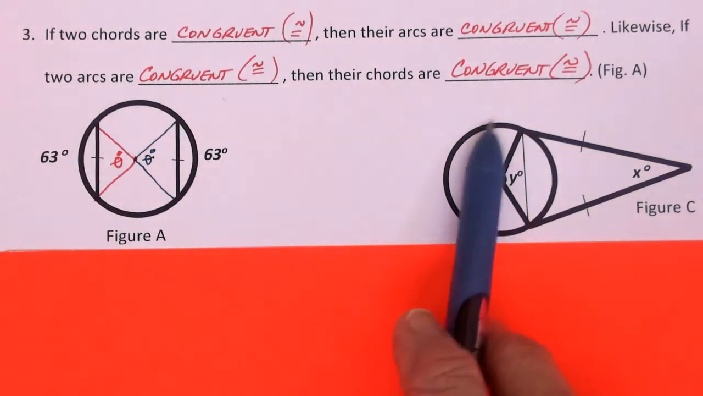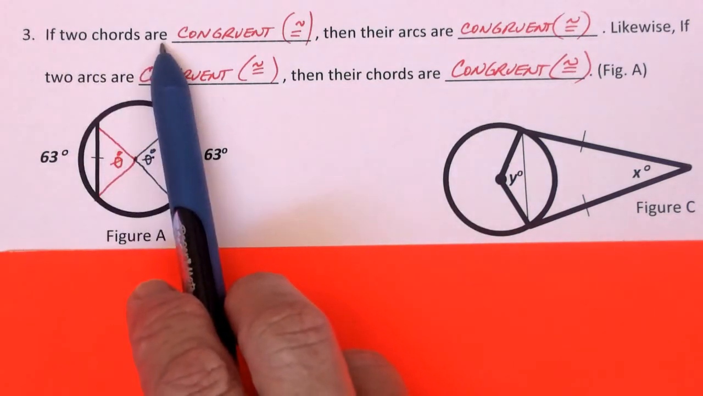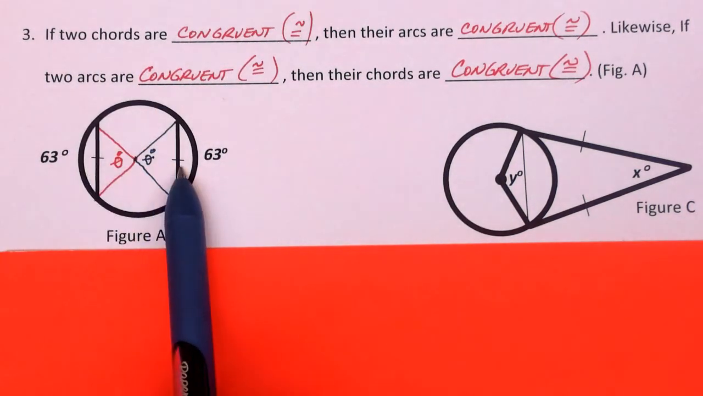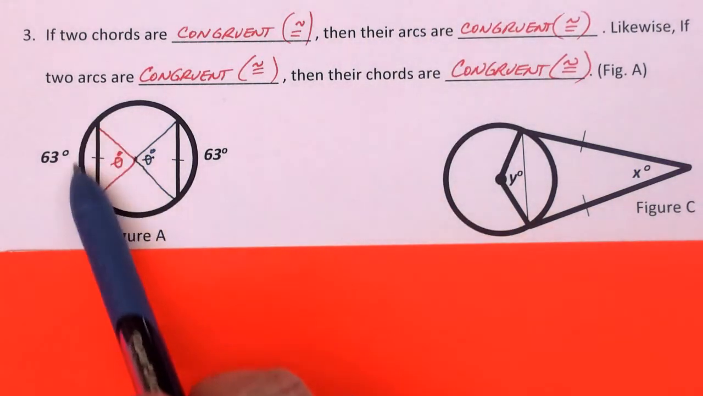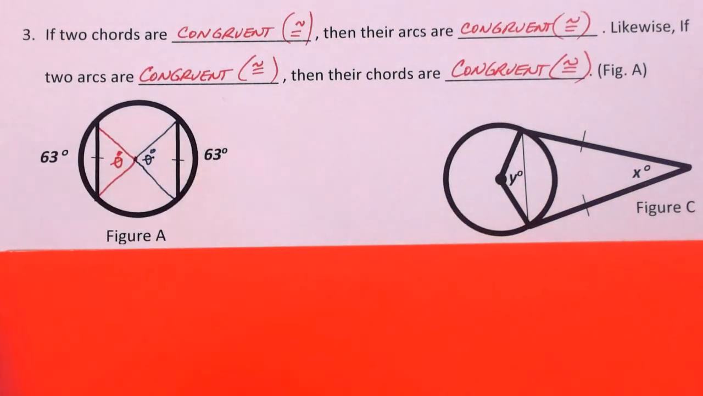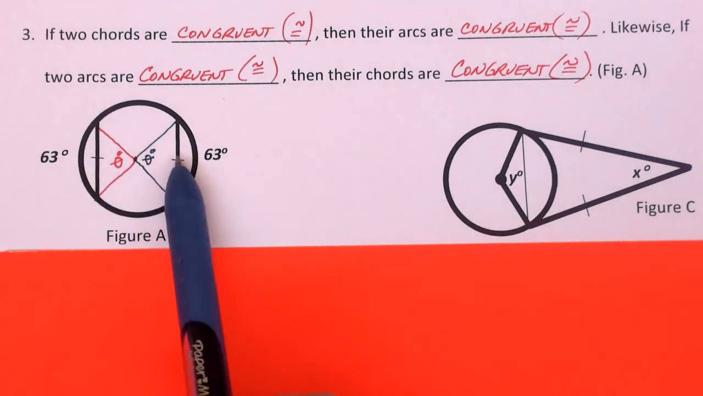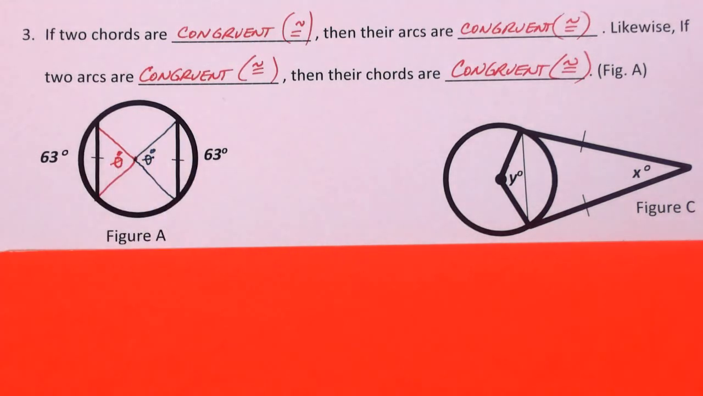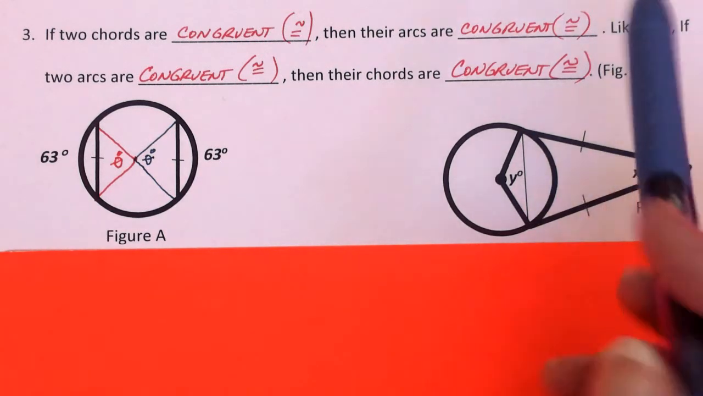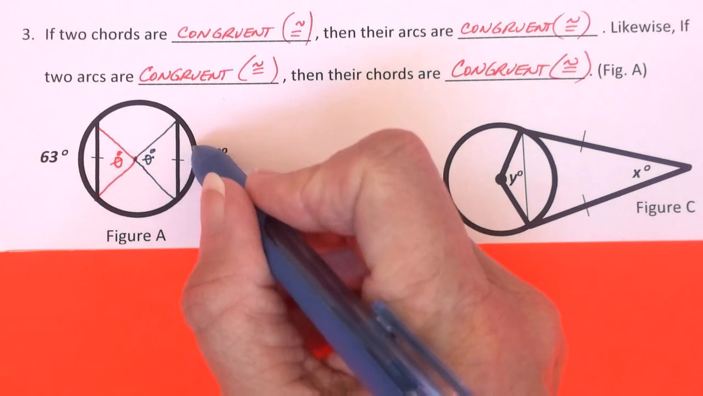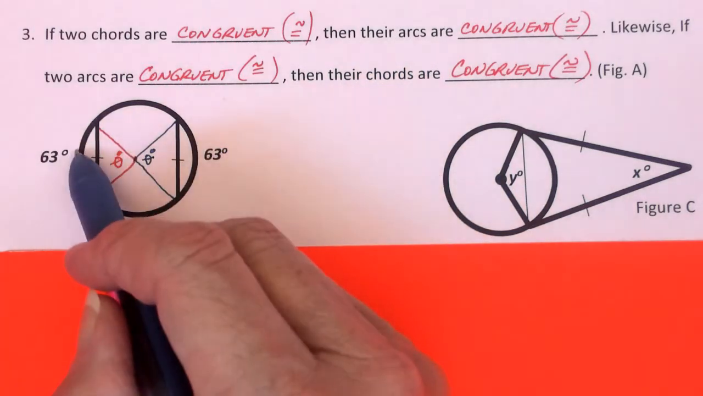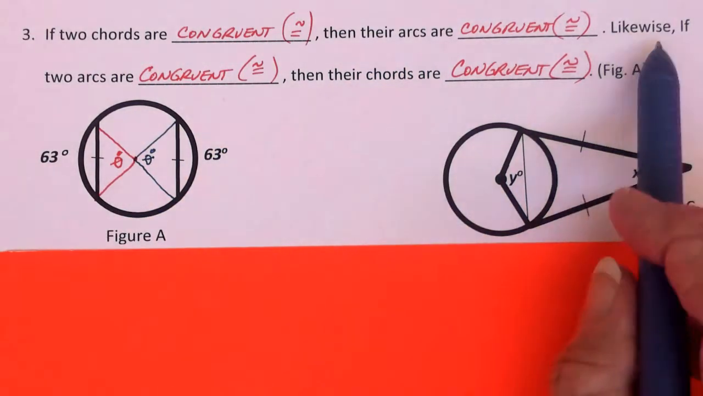Look up here at this truth. If two chords are congruent, these two segments, these chords are marked congruent, then their arcs are congruent. So this 63 degrees would have to be congruent to that 63 degrees. They wouldn't have to give you a measure. You would just know if the chords are marked congruent, then the arcs are congruent. Likewise, if they told you the name of this arc and said it is the same degrees as this, then their chords are congruent.